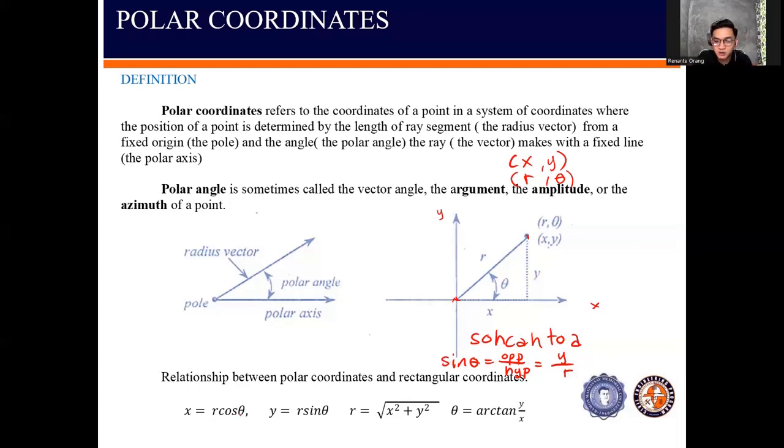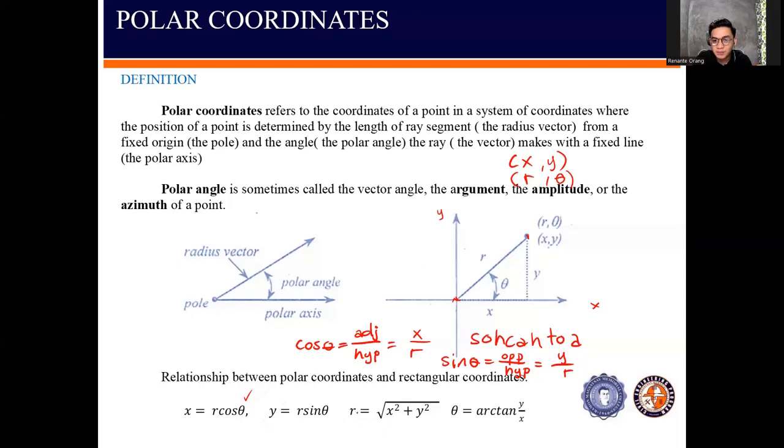How about r cosine theta? Cosine theta is equivalent to our adjacent side divided by our hypotenuse. For this one, our adjacent is x, and our hypotenuse is r. So if you transfer the r to the other side, you can create this relationship: x is equivalent to r cosine theta.